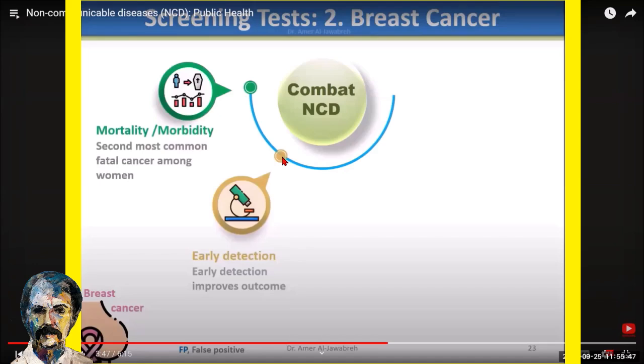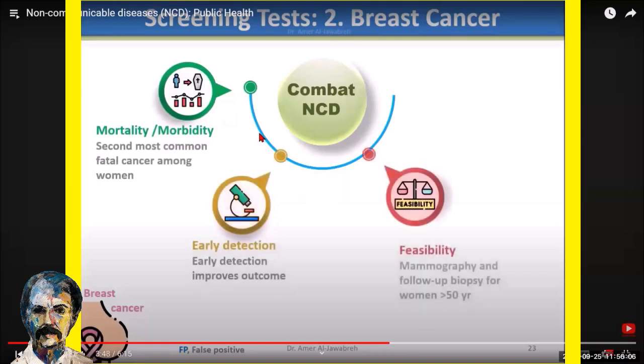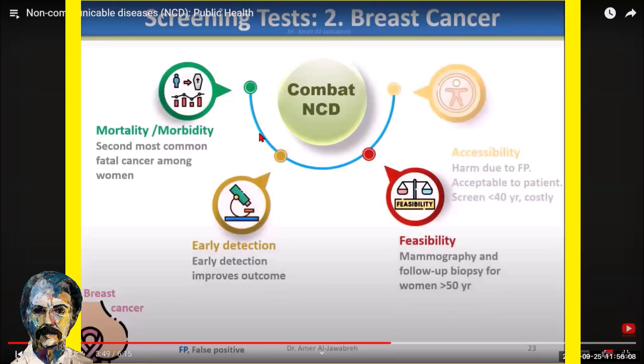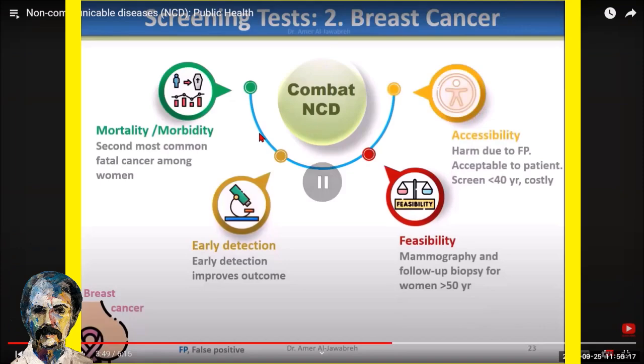Early detection: there is a possibility of early detection. You can detect the woman at stage 0 or 1 and save her life. Early detection improves outcome. It's not like lung cancer, where when you detect it, it's too late. Feasibility: mammography is feasible, accessible and affordable. Now it's in almost every hospital.